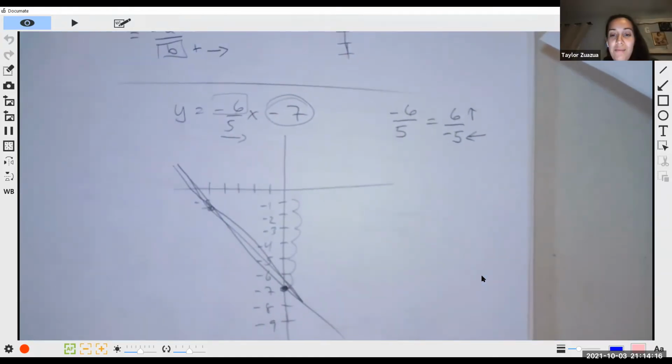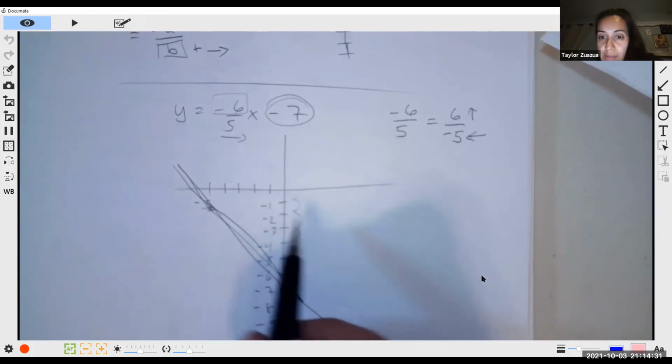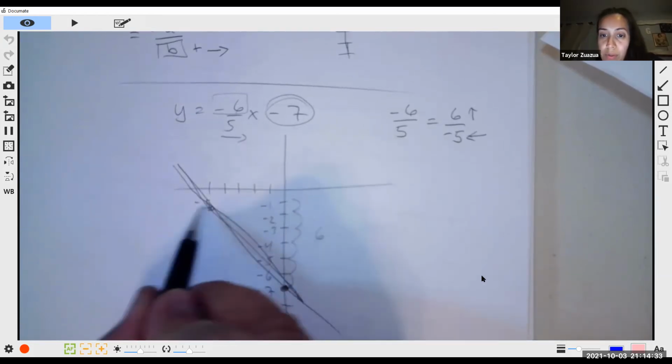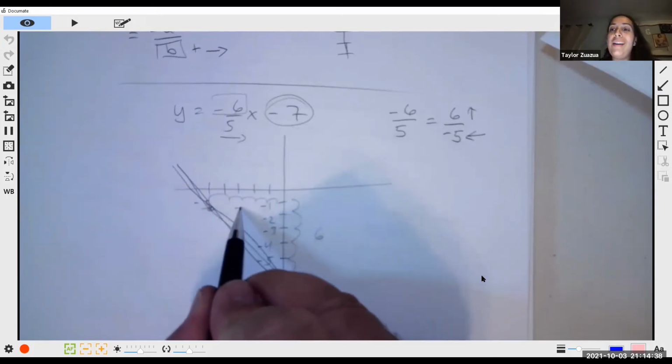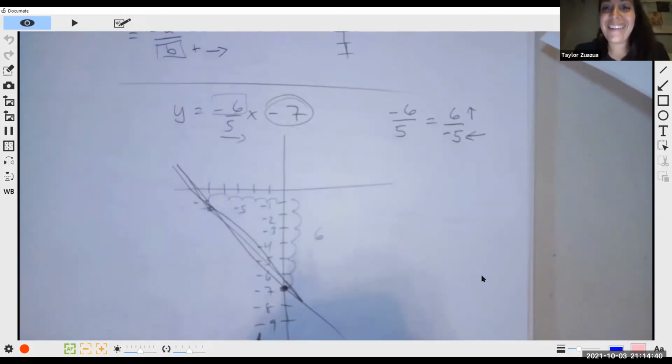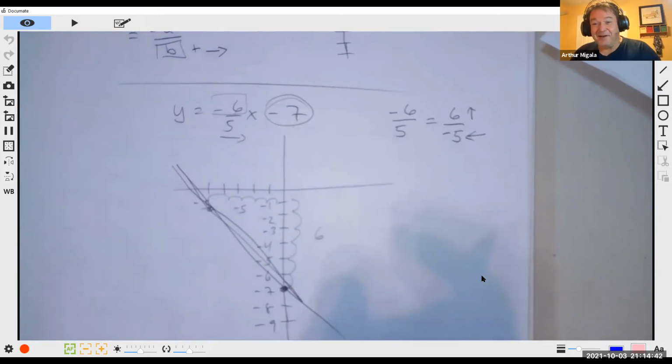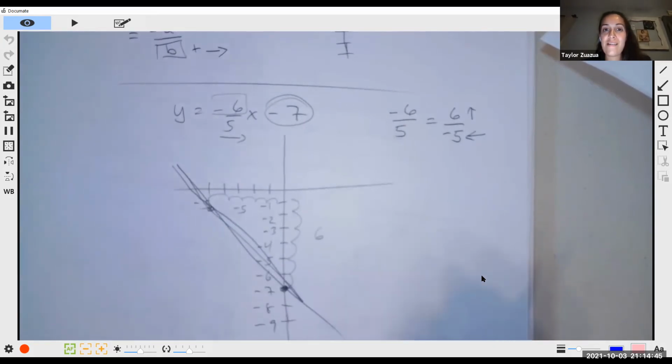I was thinking I was doing it, but I guess I did it completely wrong. So I'm at the 7, and I will go up 6. 1, 2, 3, 4, 5, 6. And then over to the left 5 times. 1, 2, 3. I was off by one number. That's why my circle was off.